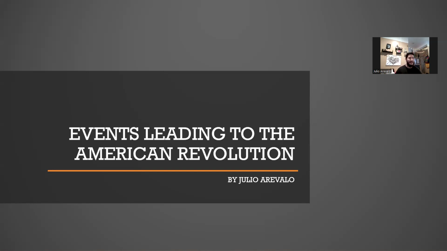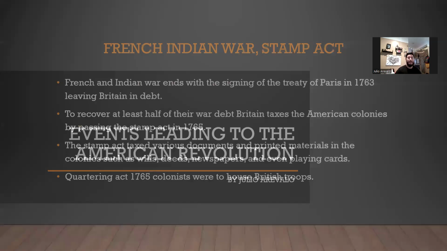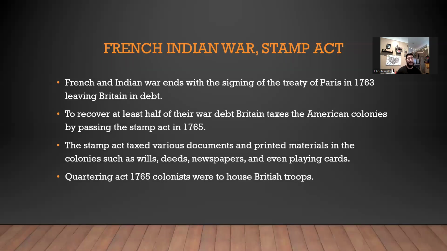So these are the events that led to the American Revolution. The first sparks of the American Revolution came from the end of the French and Indian War, the Seven Years' War, which was in 1763. It was ended by the signing of the Treaty of Paris.